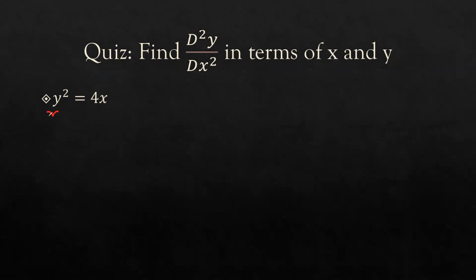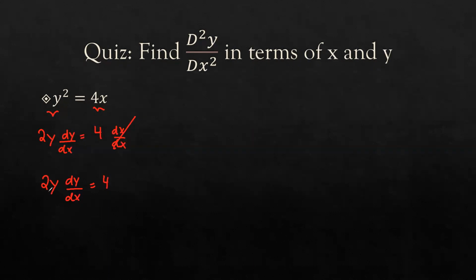So what is the derivative of y squared with respect to x? It's 2y, and then you have to add that dy/dx. What is the derivative of 4x with respect to x? It's just 4 dx over dx. So the dx cancels, so you're left with 2y dy/dx equals 4.